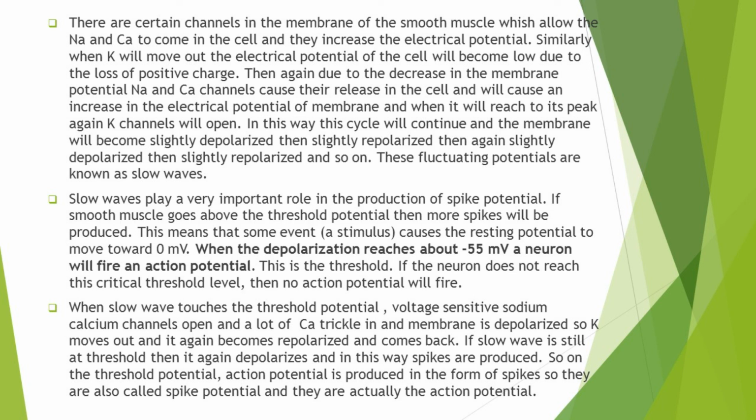There are also some factors that decrease the excitability and don't contribute to the production of action potential. These factors are the stimulation of smooth muscle cells by norepinephrine and the sympathetic nervous system. So norepinephrine and the sympathetic nervous system decrease the excitability and they don't contribute to the production of action potential.